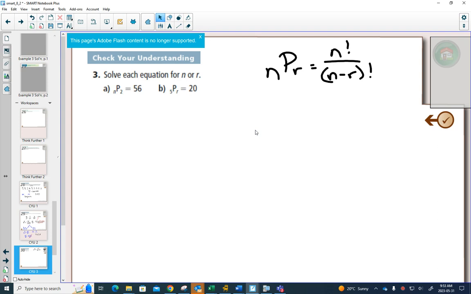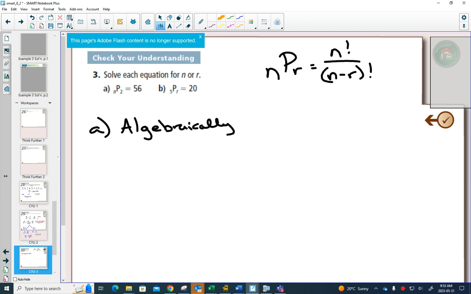Now, in these questions, sometimes we just solve them with guessing and checking, and sometimes we need to solve them algebraically. Question A would be one on a quiz or a test that I would add the word algebraically to, because I would like you to know how to use the formula and how to solve it. So question number one, part A: nP2 is 56.